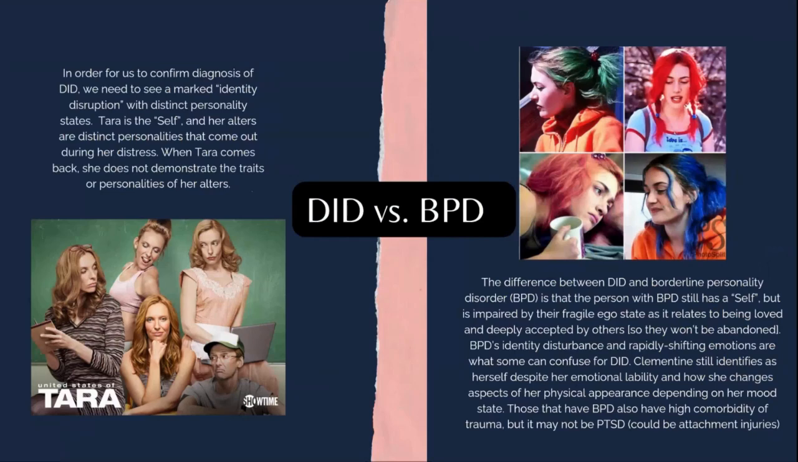And in the show, she stays in these alter type states for a lot longer than what I've seen for my client, at least. But Tara is the waking self. She's dissociated and her alters come out, she doesn't really coexist with them. Somebody else is present.